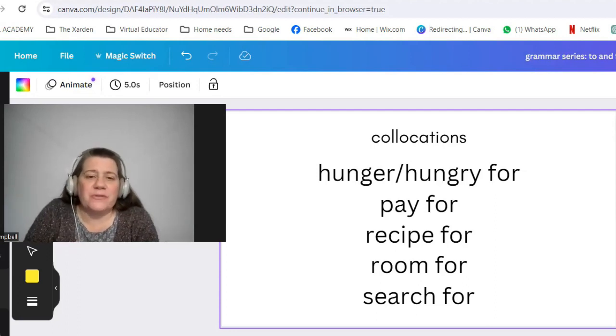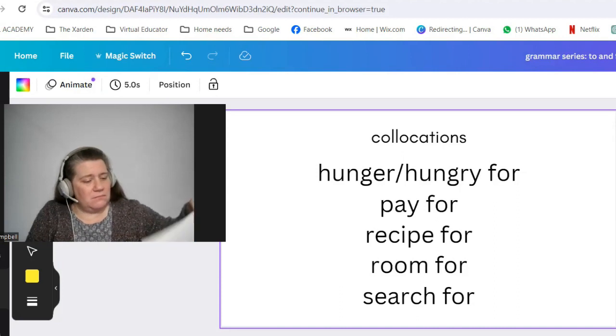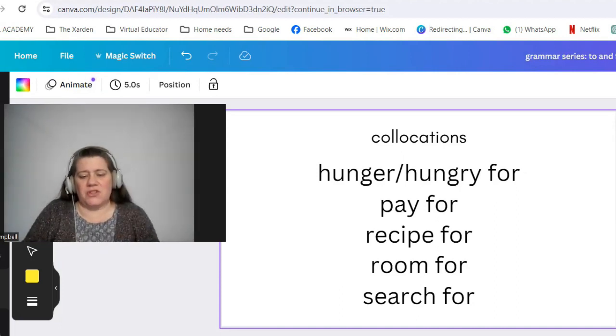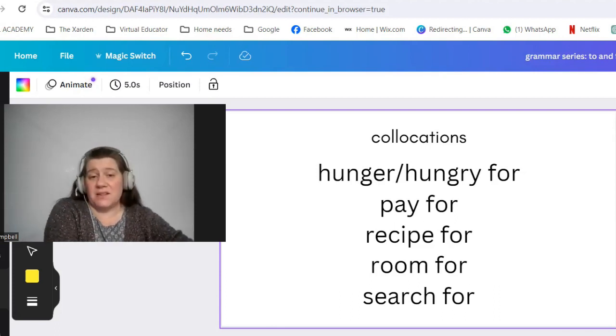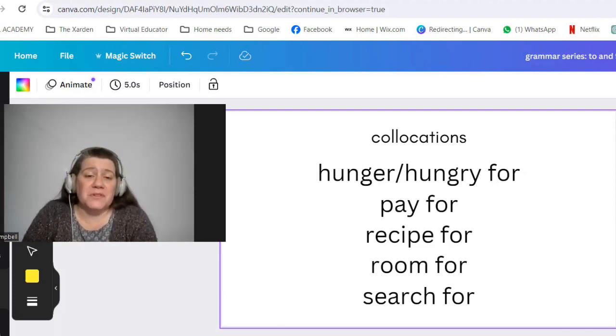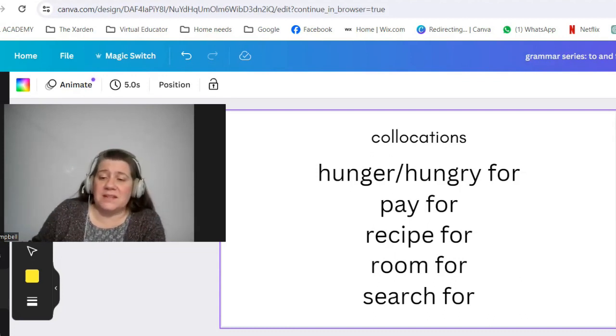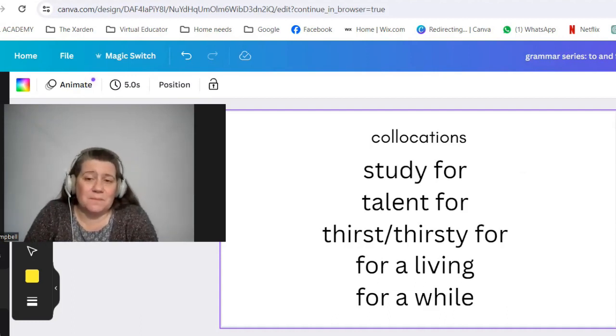Hungry for. To be hungry for means that you just really want it. You're hungry for it. You pay for something. This is a recipe for vegan coconut chickpea curry. It sounds really good. I'm excited to try it. A room for rent. A room for two. Do you have room for me? Is there room in your car for 3 people? And search for means that you missed something, like you lost your earring, you need to go search for it. Study for a test. She has a talent for music.